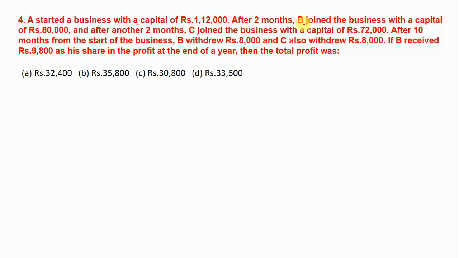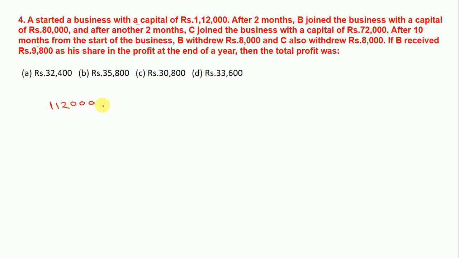After 2 months, B joined the business with a capital of 80,000, and after another 2 months, C joined the business with a capital of 72,000. After 10 months from the start of the business, B withdrew 8,000 rupees and C also withdrew 8,000 rupees. If B received 9,800 as his share in the profit at the end of the year, then the total profit was. So, A's investment is 1,12,000.